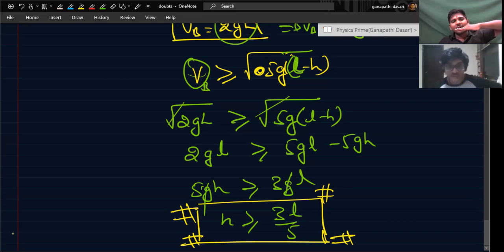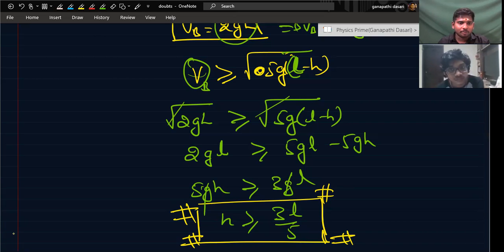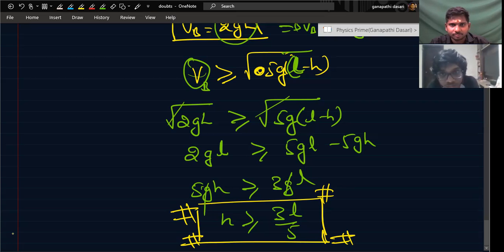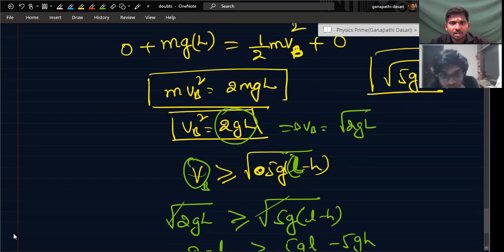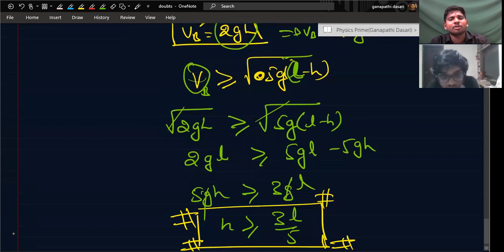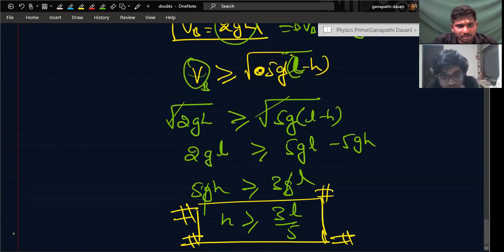The second part is the work-energy theorem concept, where no external force and no friction is there, so mechanical energy should be conserved. I conserved mechanical energy from that point to the second point, the bottommost point, when it is hitting the nail. From there, I derived the velocity there, which is root 2gl. That root 2gl should be greater than or equal to root 5g into l minus h. There the problem is over, relating two points. Whatever I did from there is just mathematical calculation.